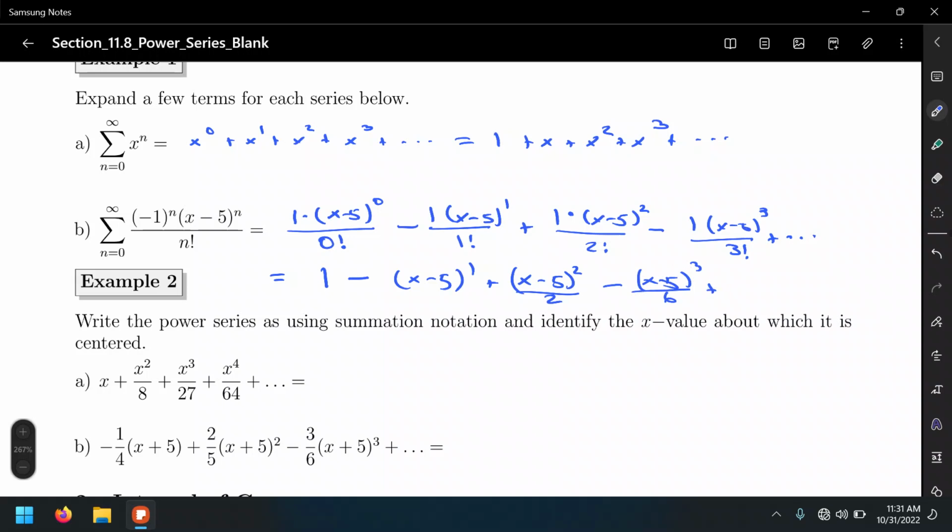And of course, we don't have time to write down infinitely many terms. In this case, the pattern goes the same. We just denote it with these 3 dots. That's the purpose of those 3 dots.